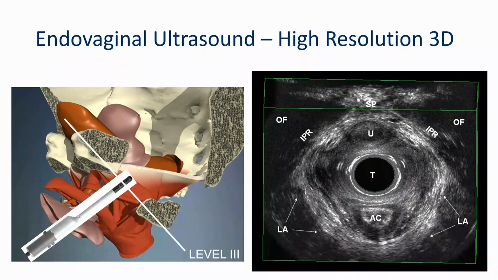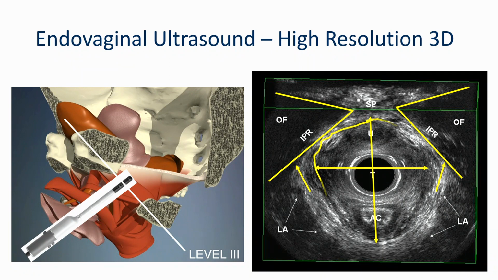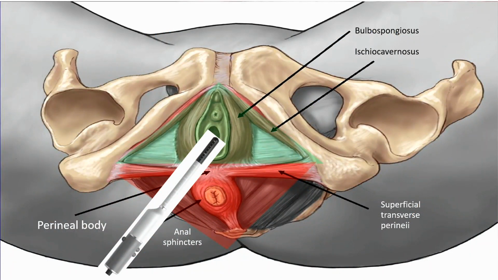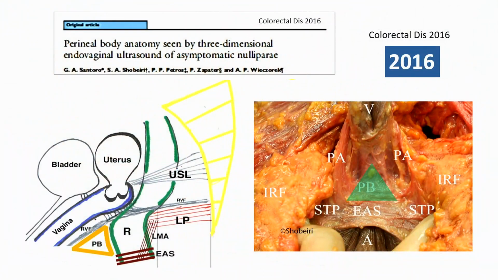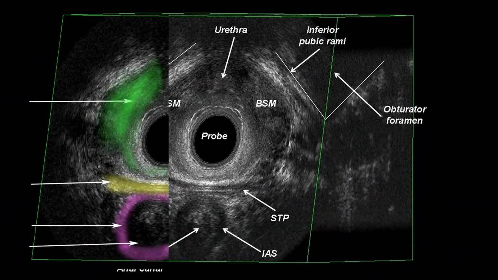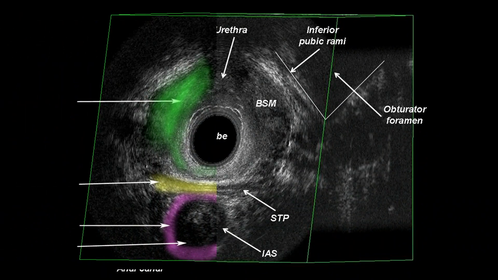And we can measure the dimension of the levator hiatus, anterior posterior, and the area of the levator hiatus. This is very important in females with prolapse of the pelvic organs. And we can even visualize the superficial muscles. We published this study that was again a cadaveric dissection with the validation using ultrasound. And this is what we can see with endovaginal ultrasound: the bulbus spongiosus, transverse perineum, and the internal anal sphincter.